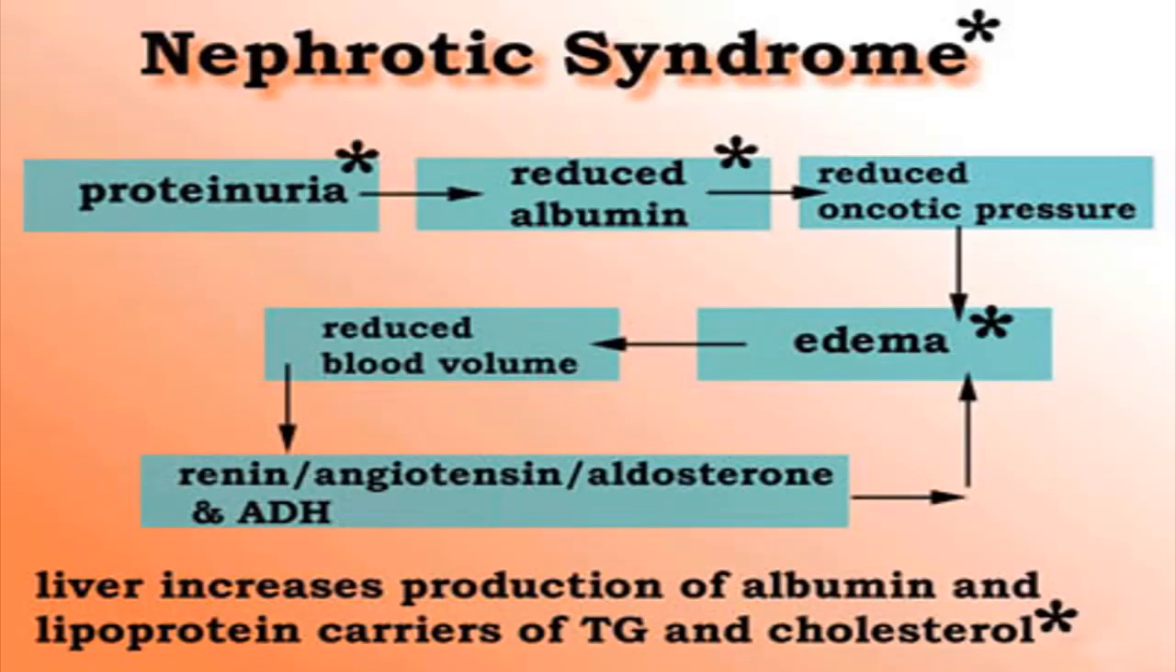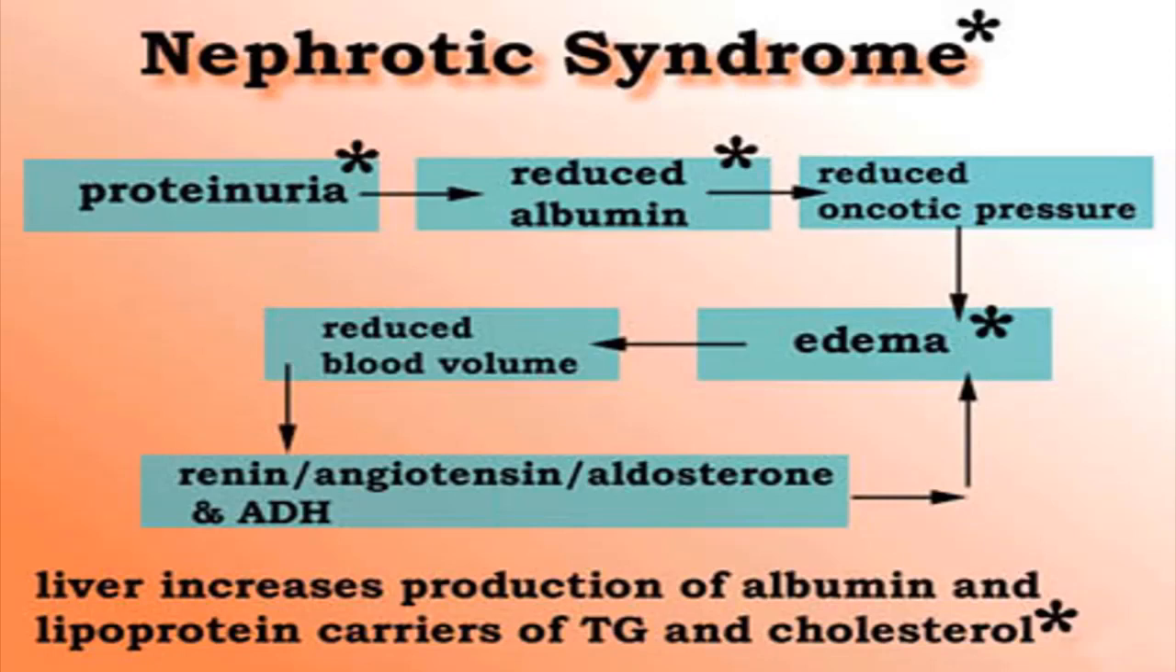And this is a picture showing what will happen when we lose a large amount of protein in urine. There will be a reduction of the albumin in the blood, and a reduction of the oncotic pressure, and the fluid will go from intravascular to extravascular tissue, to the interstitium. This causes a decrease in the intravascular blood volume, stimulating the renin, angiotensin, aldosterone, and antidiuretic hormone system.